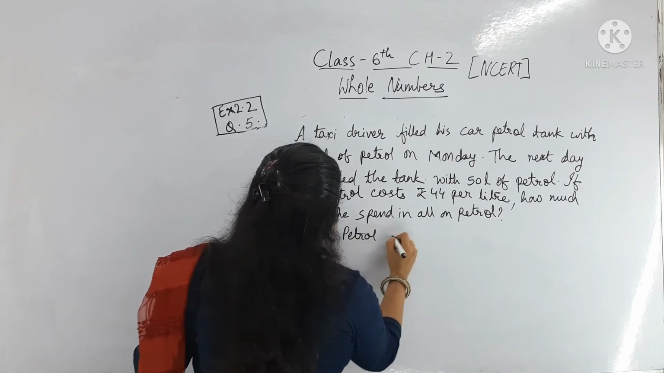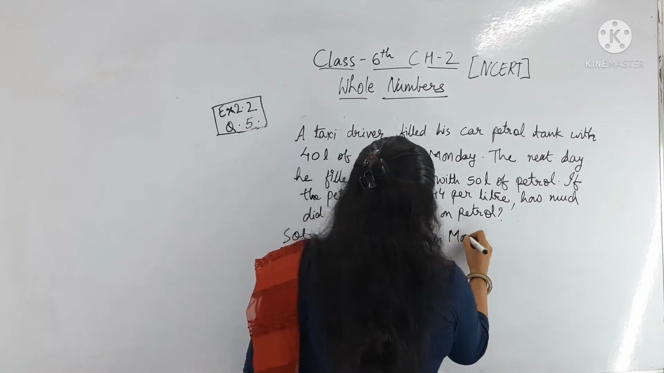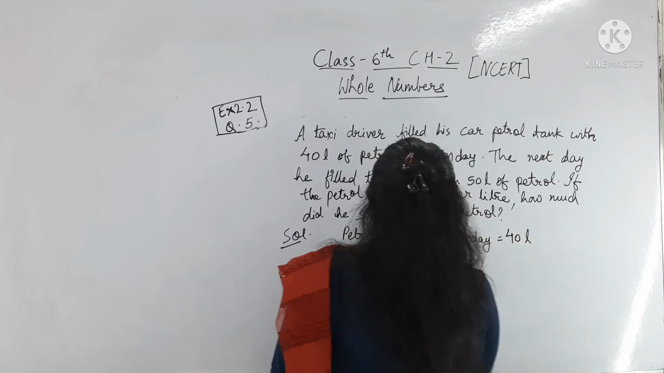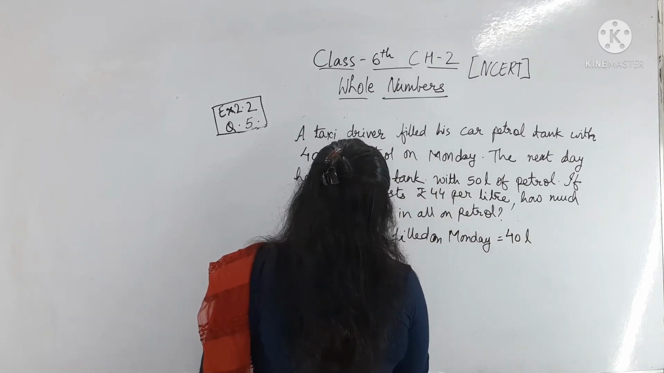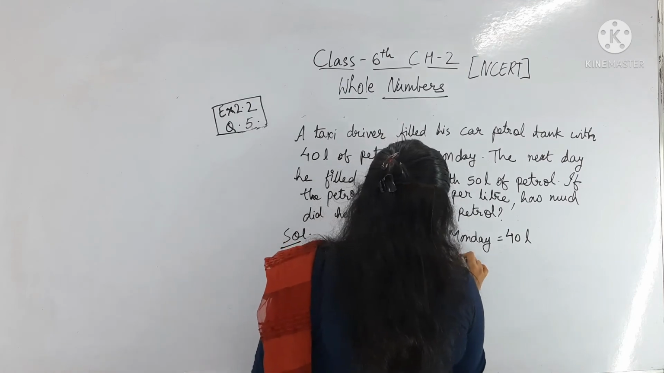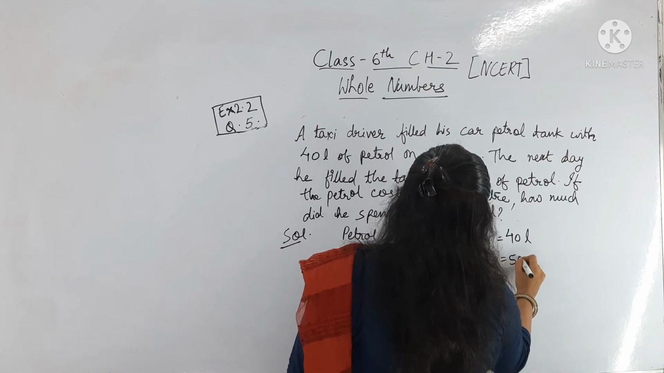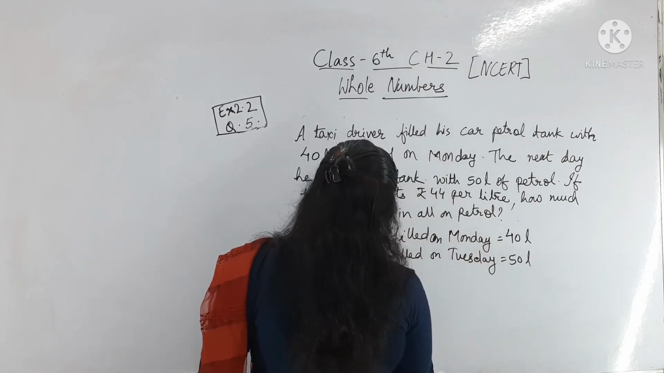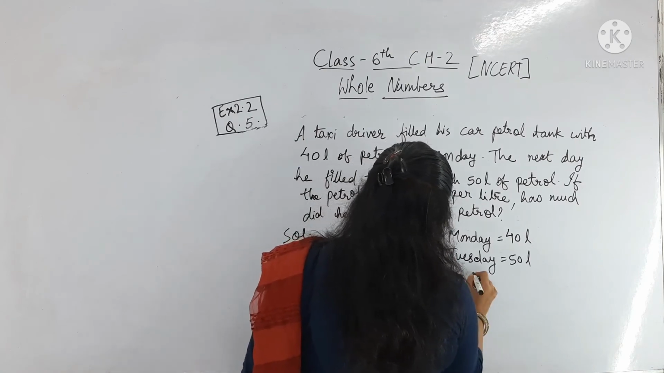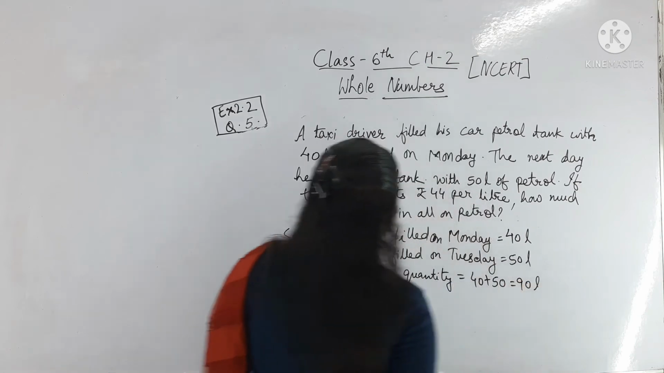Petrol filled on Monday is equal to 40 liter. Petrol filled on Tuesday is equal to 50 liter. Total quantity is equal to 40 plus 50, that is 90 liter. Okay.